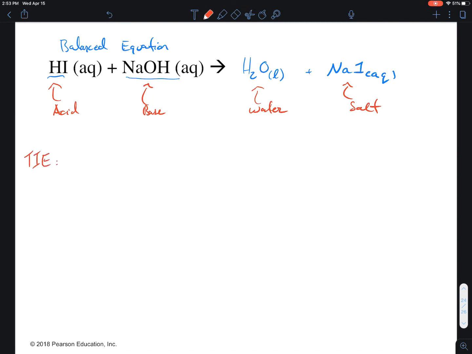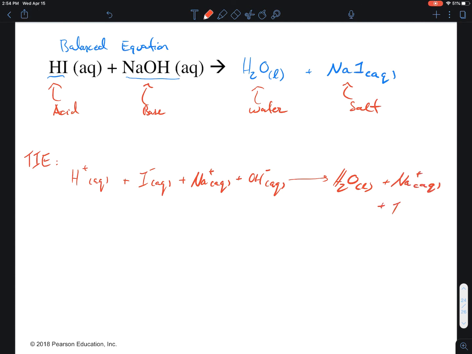What about the total ionic equation? So your total ionic equation, remember, you want to break apart anything that's soluble. That's anything that is aqueous. So that means H plus aqueous plus iodide aqueous plus Na plus aqueous plus OH minus aqueous, right? That will give you, leave water intact, liquid water, plus sodium aqueous plus iodide aqueous.